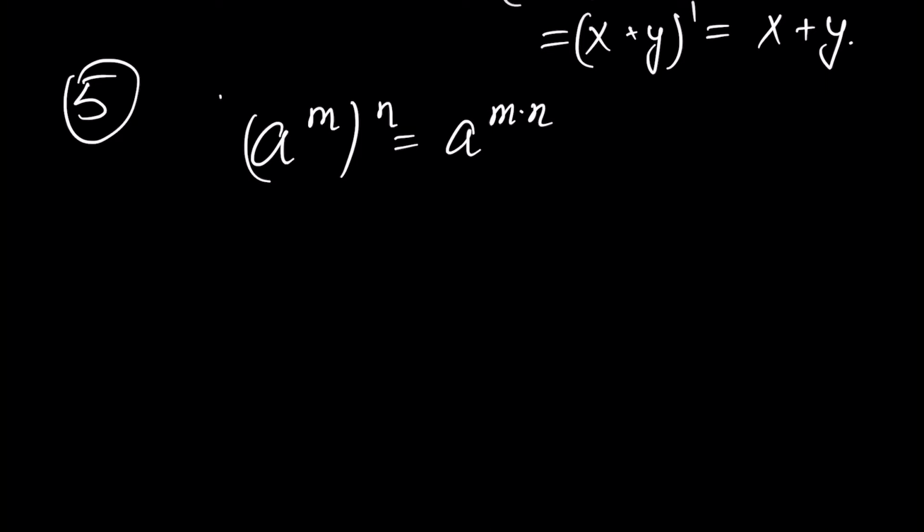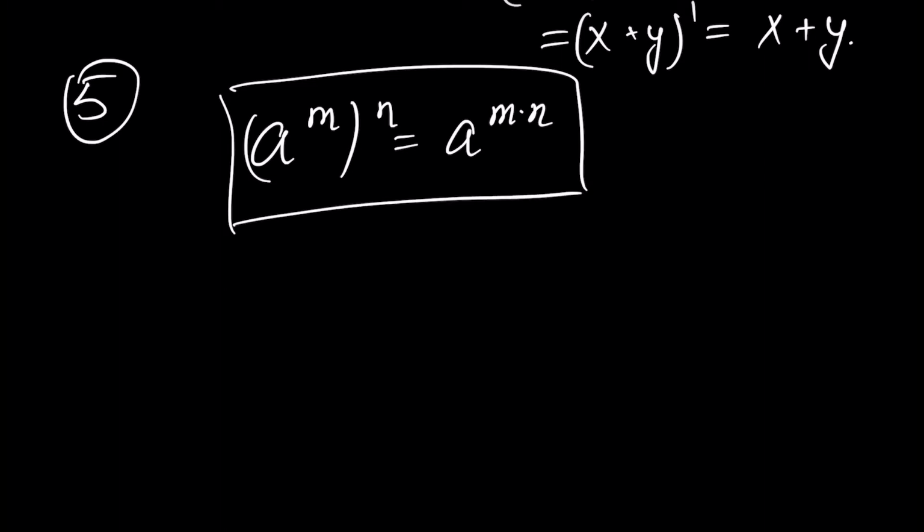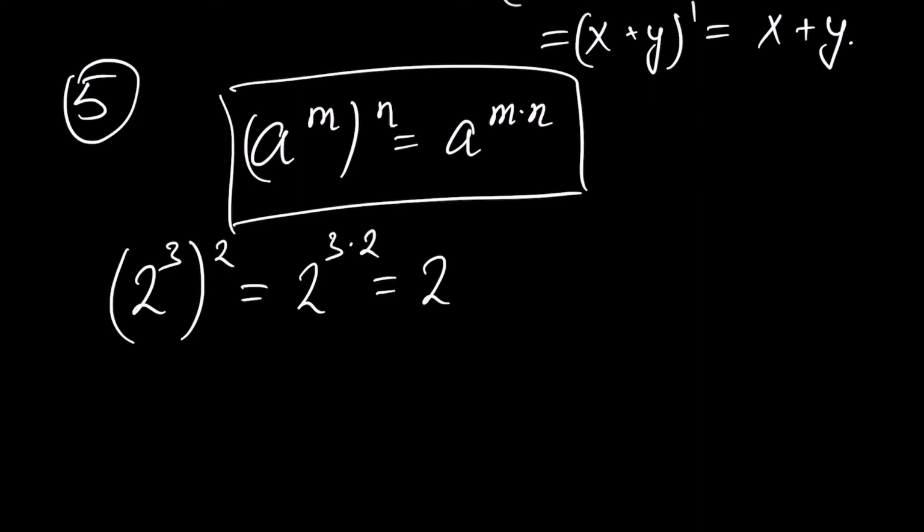Examples are, this is a law, and examples are 2 to the power 3, and this everything to the power 2. In this case, we have to write 2 and multiply exponents. This will be 3 times 2, or 2 to the power 6, which is 64.